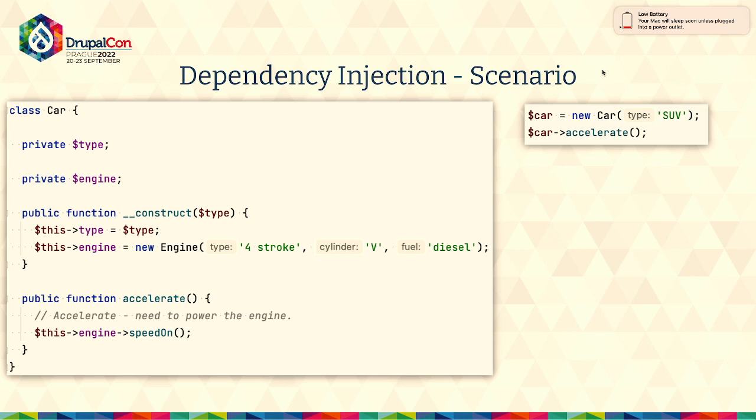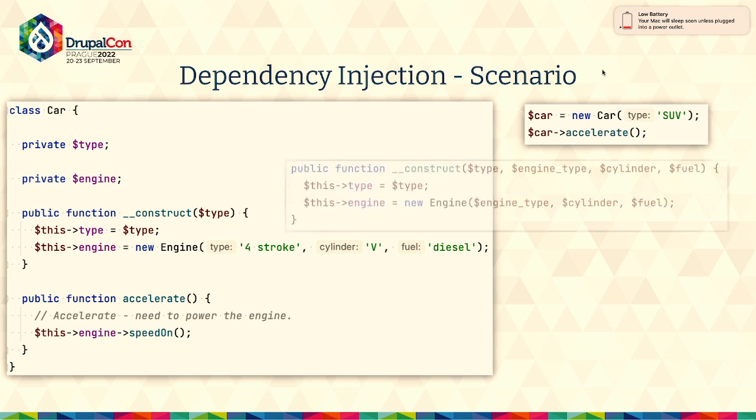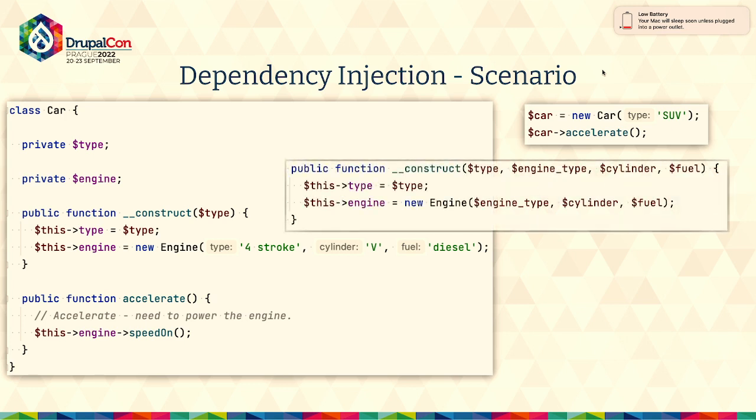We can't switch the engine because it's hard-coded. Like, we cannot have a manufacturing unit of cars that produces only cars with a four-stroke engine and, like, diesel fuel type. How can this be solved? We don't want to hard-code. So a possible way could be to provide those as arguments as well. So when creating a car, you could then specify the engine type and then provide the cylinder and then the fuel, basically. But there's still a problem with this.